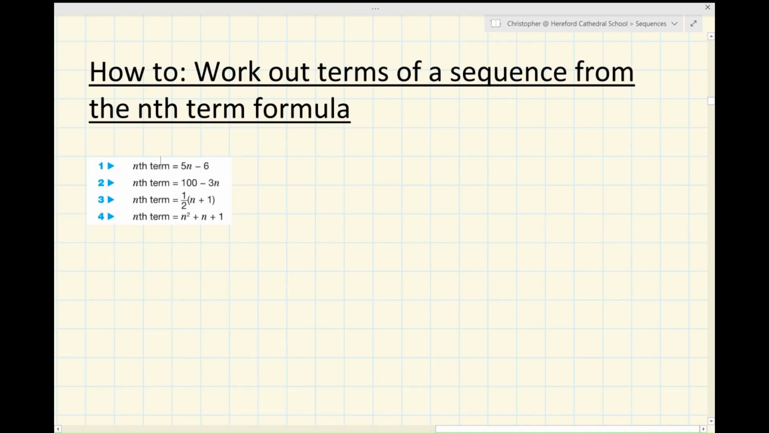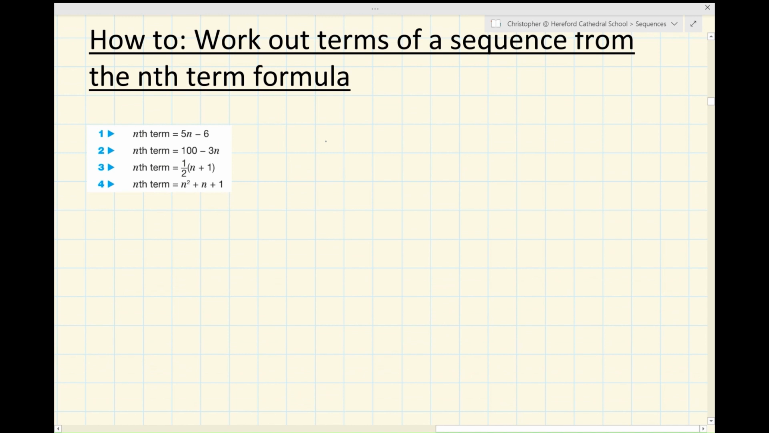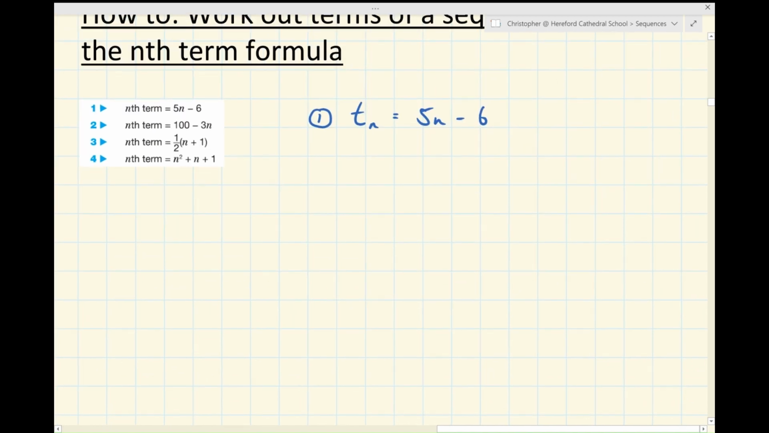Mr. Right here, we're going to work out the terms of a sequence from the nth term formula. So, for example, in question 1 here, we're given the formula for the nth term of the sequence. The formula is 5n minus 6. So, from there, we can work out any term we want to.